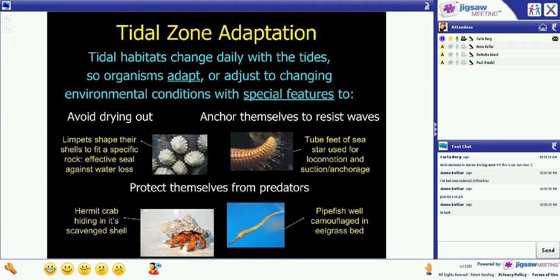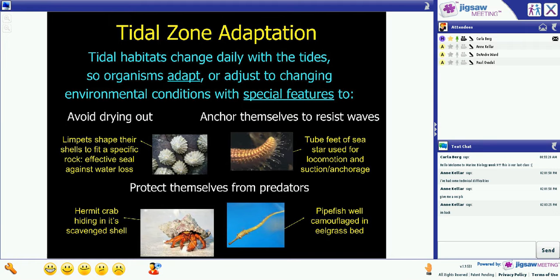The first one is if an animal is attached to a rock, and sometimes that rock is underwater when it's high tide, and sometimes that rock is above water when it's low tide, the animals need to be able to avoid drying out. So for example, here I put some limpets.